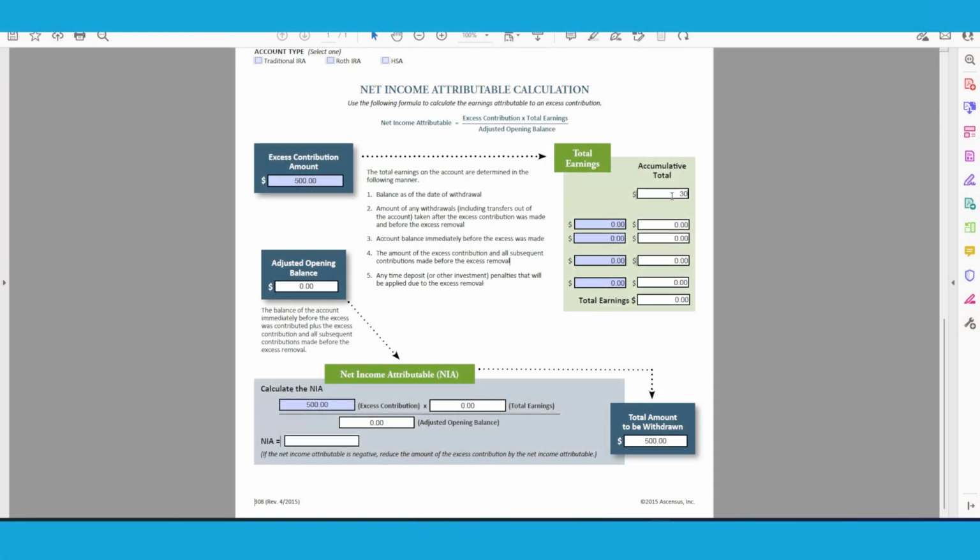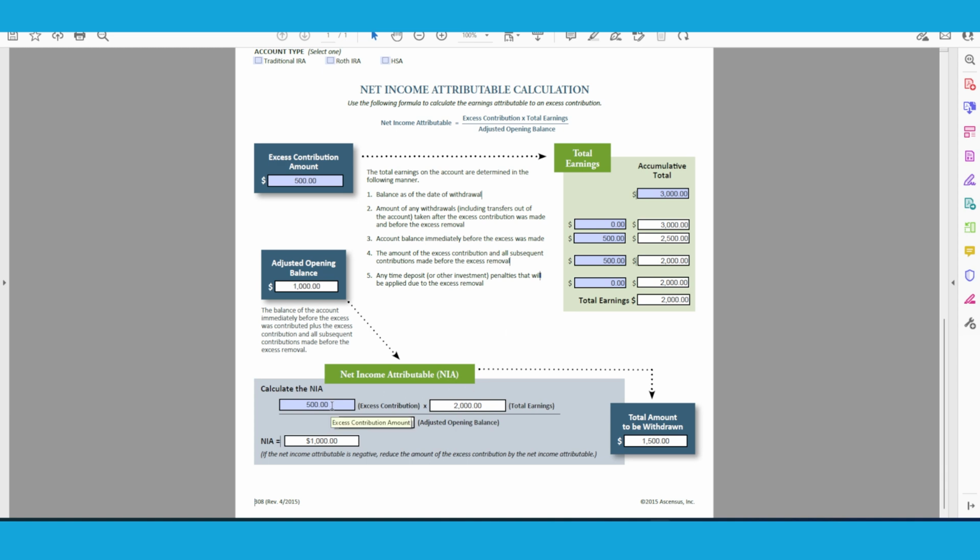So we'll put in $3,000, and then the amount of any withdrawals, we have none. Account balance immediately before the excess was made, that was still our $500 right before. And then the amount of the excess contribution and all subsequent contributions made before the excess removal. Now, we didn't have any other contributions, no rollovers, no additional contributions. So we're going to put in $500. And then any time deposit penalties we'll put as 0. And there you go with our math again.